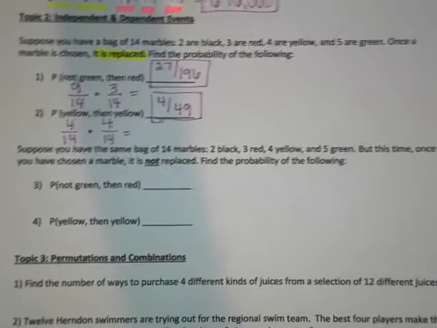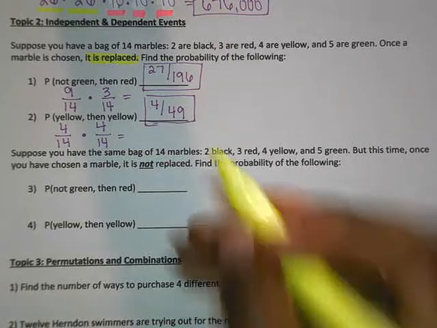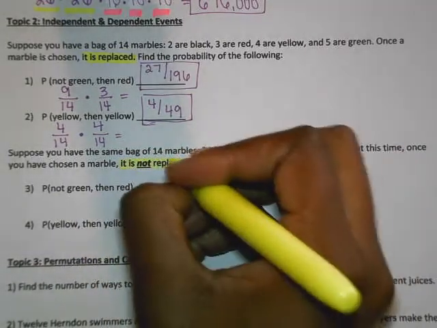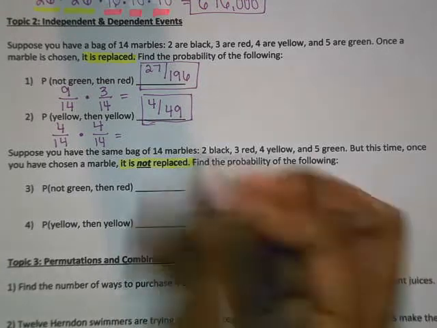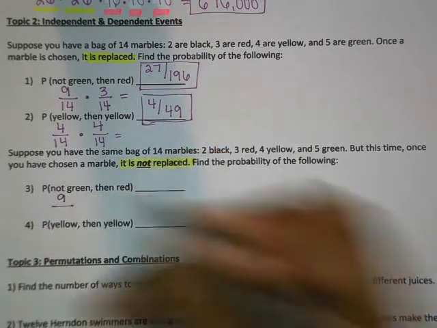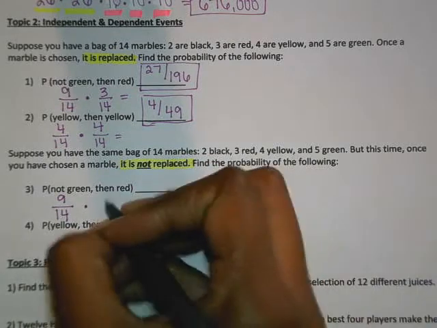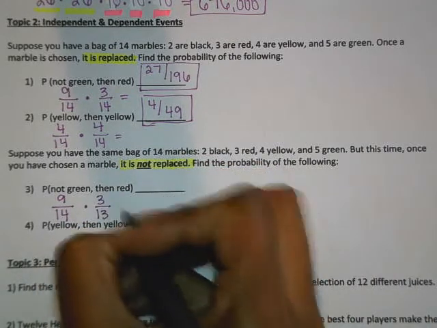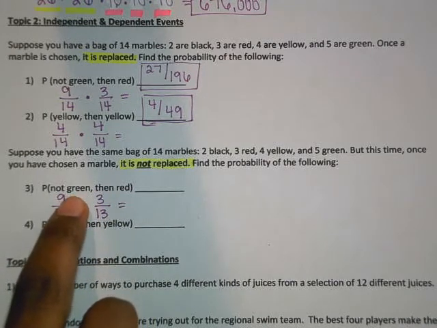All right, so now it says suppose that you have the same scenario, the same 14 marbles, the same colors, but this time it is not replaced. Which means instead of having 14 total marbles, every time I pull one out, I'm going to have 1 less. All right, so the probability of not getting green, so that means there's 9 other colors out of 14, and then not getting red. So that's 3 out of 13. I'm subtracting 1 because I didn't put whatever marble I chose. I didn't put that back.